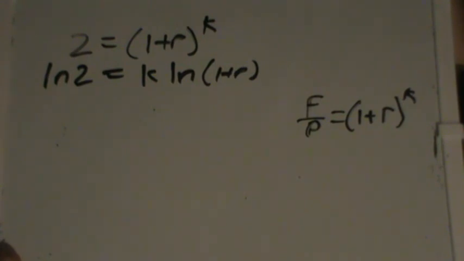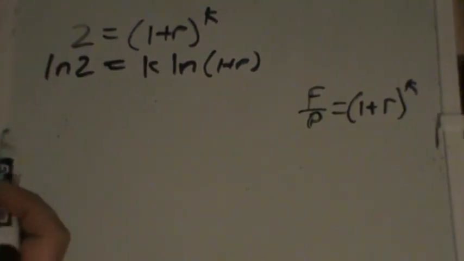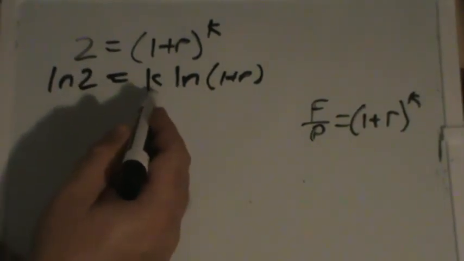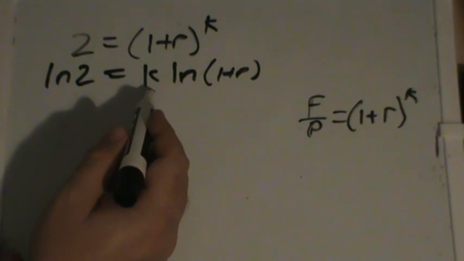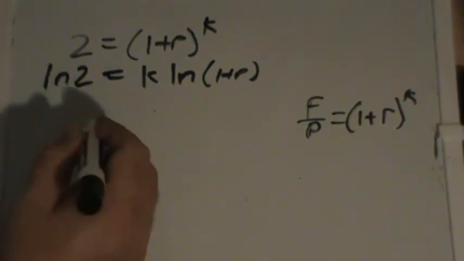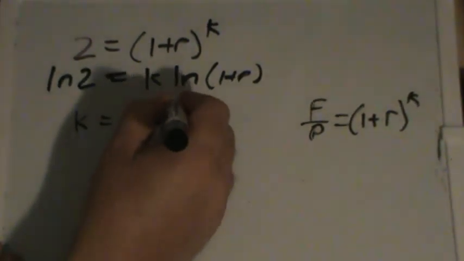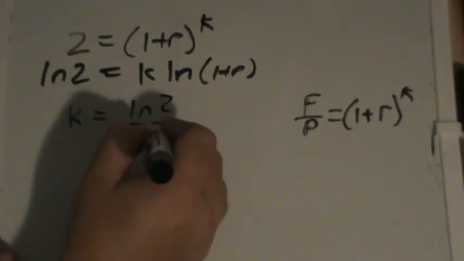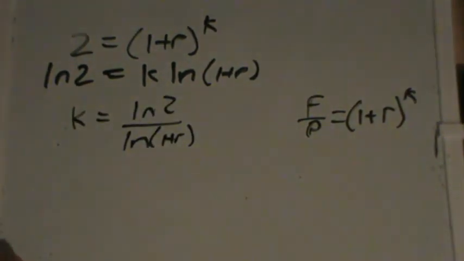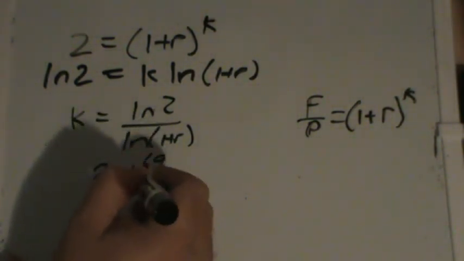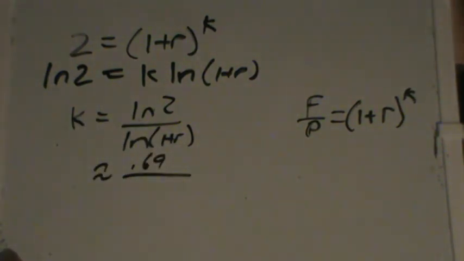Now, when we go through on here, we go, okay, wonderful. And this now is equal to, and we can solve for k. How long is that going to be? That's got to be equal to the natural log of 2 divided by the natural log of 1 plus r. Now, natural log of 2 is approximately equal to 0.69, the first two decimal places of it.